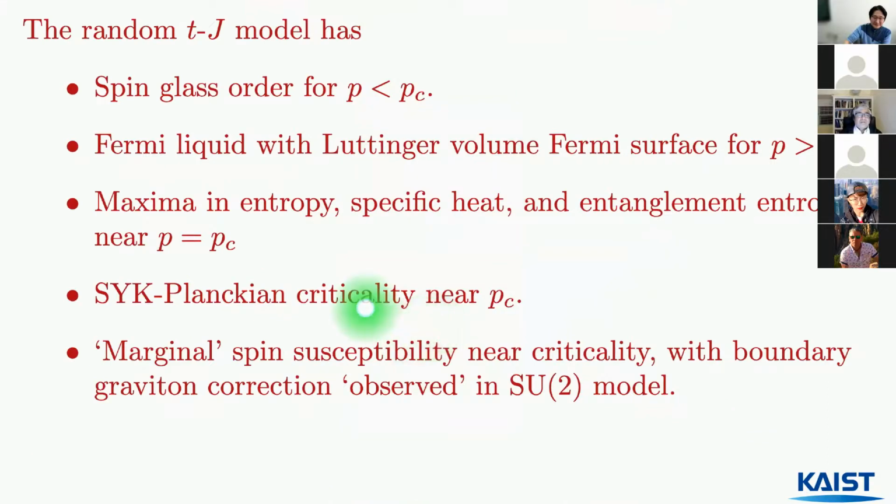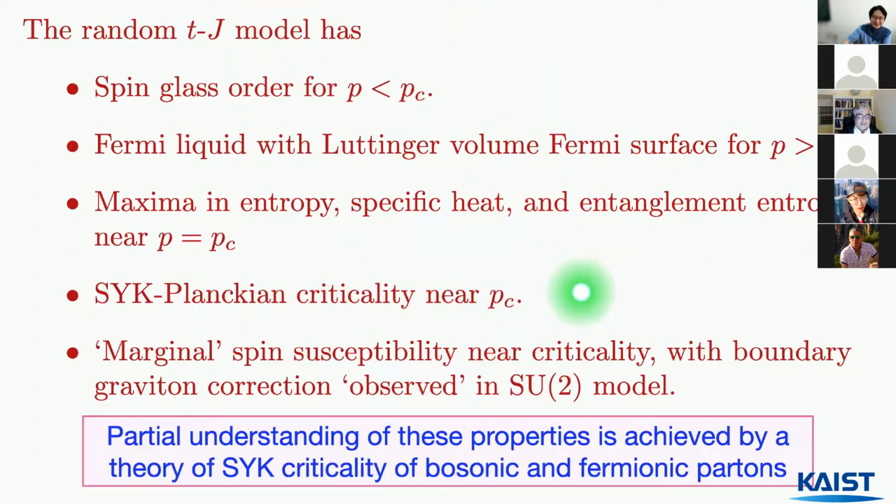All right, so I think that's the end of my talk, pretty much. These are the properties of the t-J model I gave in the first part of my talk. And there's a partial understanding, I would say, of these properties by combining the two main topics of my lecture, which is fractionalization and SYK criticality. Okay, thank you very much.